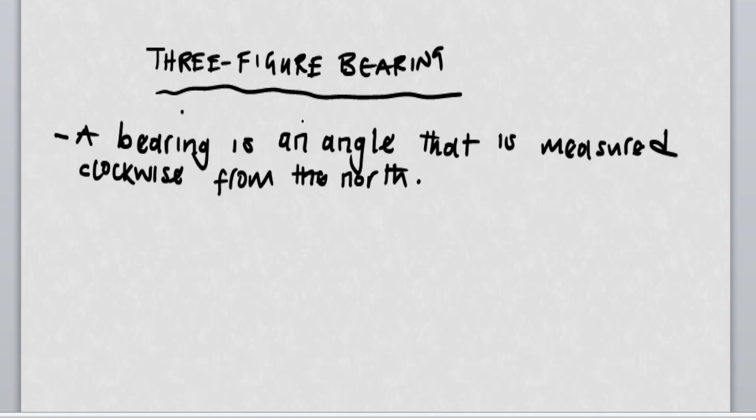Now, what are the key words here? The key words are clockwise and north. So the bearing should move in a clockwise direction and it should come from the north. Those are the key words you should note. Then the other thing you should note is that we are interested in a three-figured bearing. For instance, how can you write this angle as a bearing?